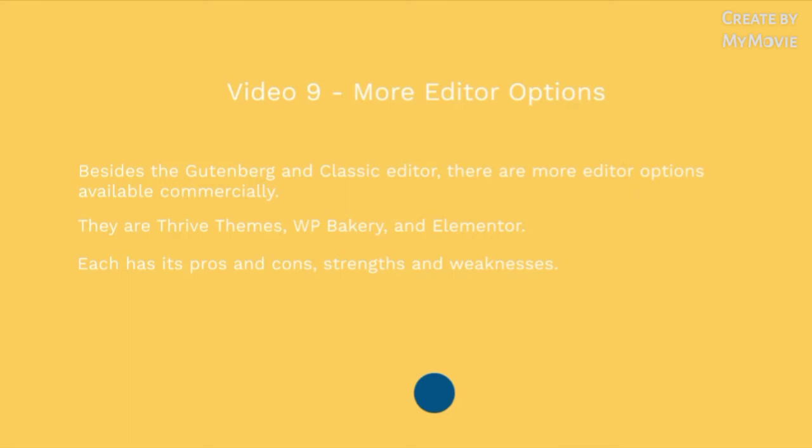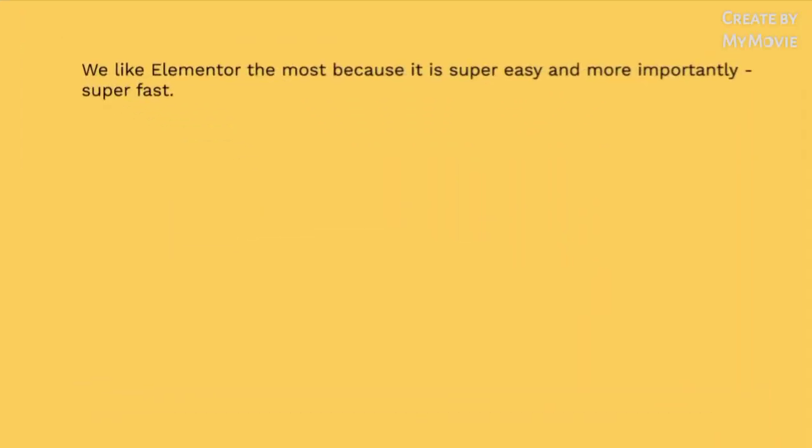Most of these are very similar to Gutenberg and they utilize blocks, but they just look a lot nicer and they have a lot more options. So that's really the main difference. We like Elementor the most because it's super easy and, more importantly, super fast.